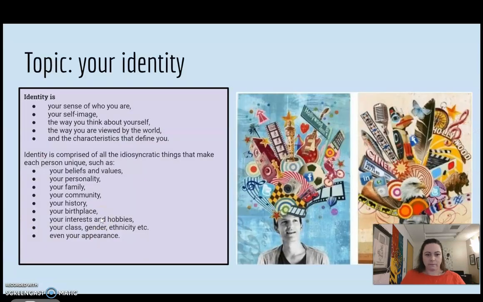Just as a reminder, the main topic is about your identity, your sense of who you are, your self-image, all of that stuff that we've covered in previous videos. And if you haven't picked something yet, remember to think about all of these different areas of your life: your beliefs and values, your family, personality, history, where you grew up, your interests, all of that kind of stuff. And any of those pieces can be the focus of your topic.